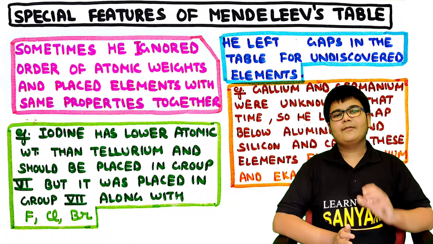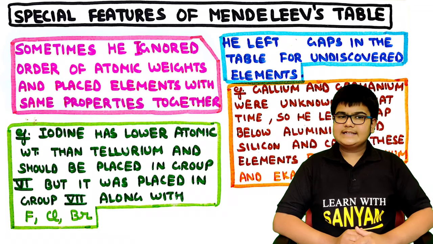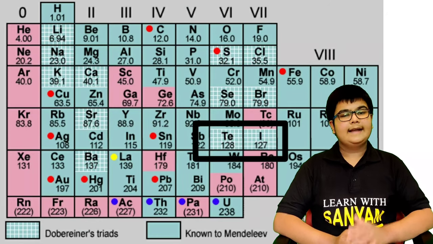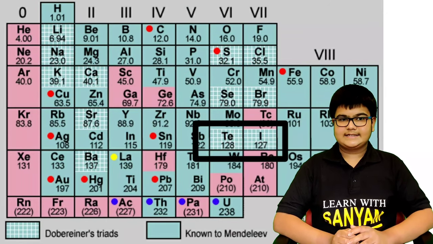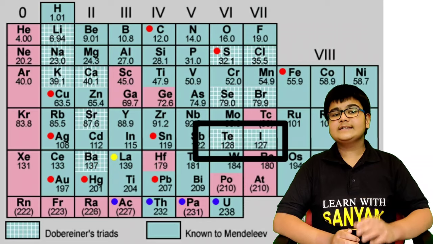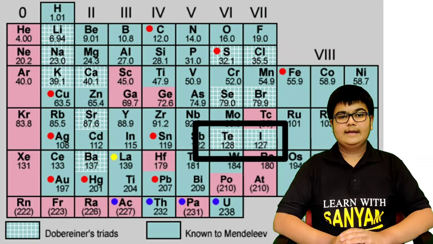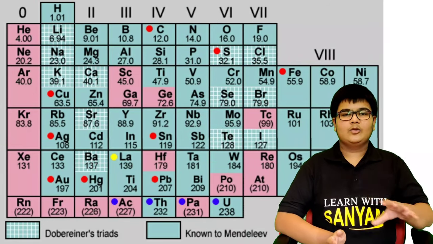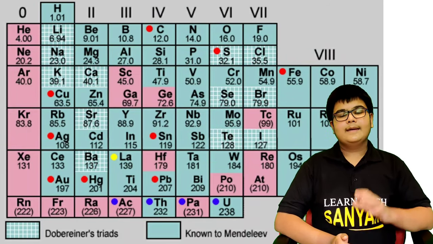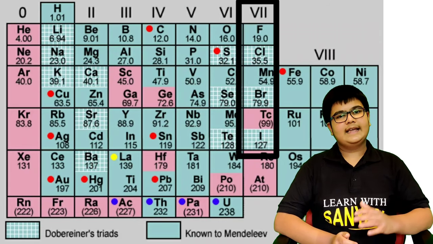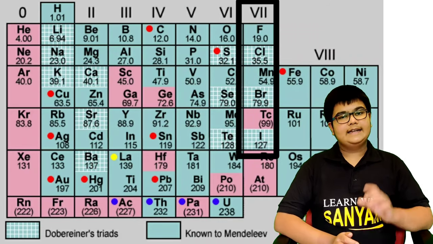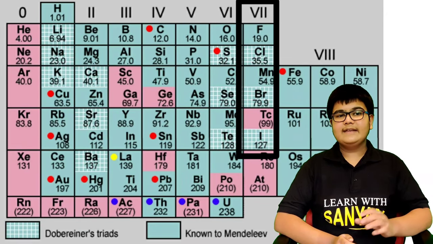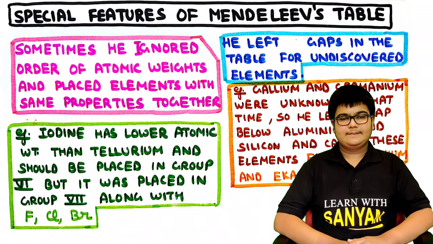Let's understand this with the help of an example. For example, iodine has lower atomic weight than tellurium and should be placed in group 6 before tellurium because it has lower atomic weight. However, Mendeleev placed iodine in group 7 after tellurium because iodine has similar properties to fluorine, chlorine and bromine, and thus it was placed in the same group with them. And in this way, Mendeleev ignored the order of atomic weights.